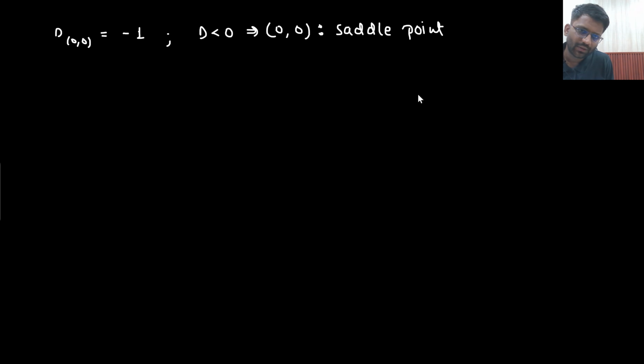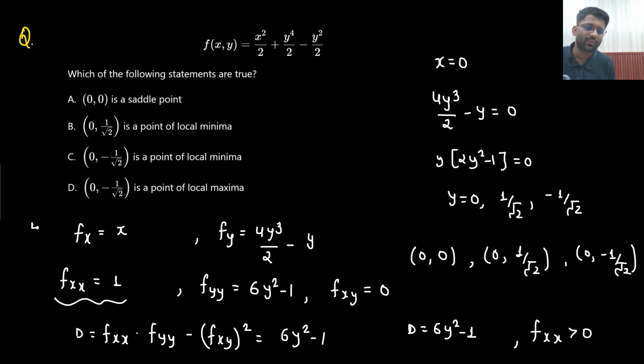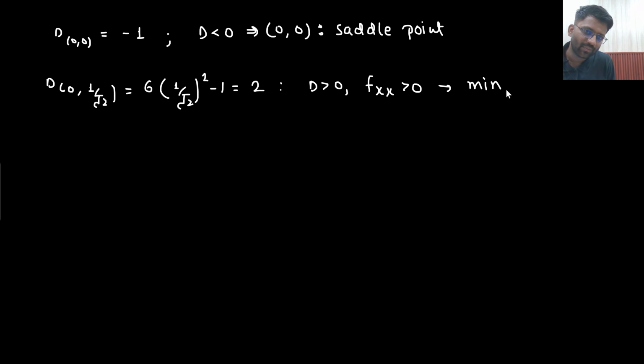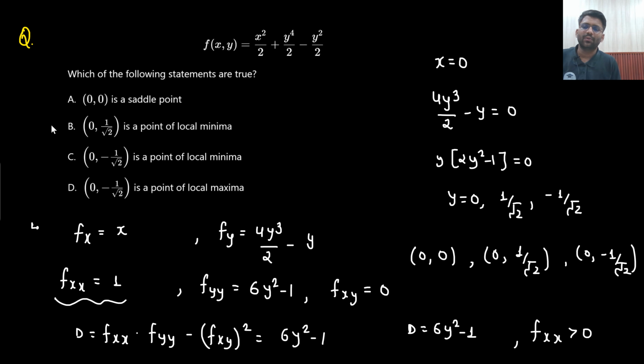Then you need to find out the value of d at 0, 1 by under root 2. So the value of y is 1 by under root 2. So 6 into, if you put 1 by under root 2, what are you getting? This will become 1 by under root 2 whole square minus 1. So d is greater than 0. Along with that, fxx is also greater than 0. What does that mean? It is the point of minima. Right? So 0, 1 by under root 2 is the point of minima. 0, 0 is the saddle point.